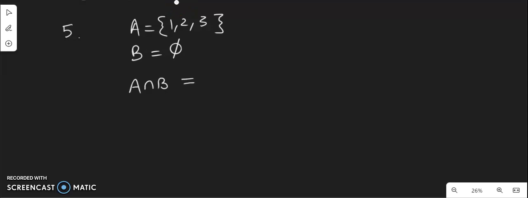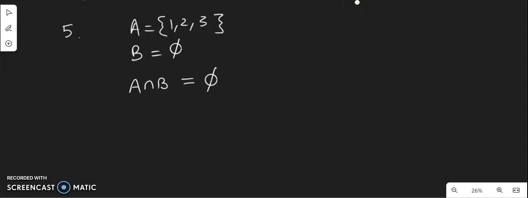And the fifth example says if A is equal to {1, 2, 3}, that is given, and if you say set B is exactly ∅, that means nothing in it. So if ever you find the intersection with any null set, that becomes a null set itself. So it is a kind of remark which you can note, and you can use this particular result directly, that A intersection B is ∅.